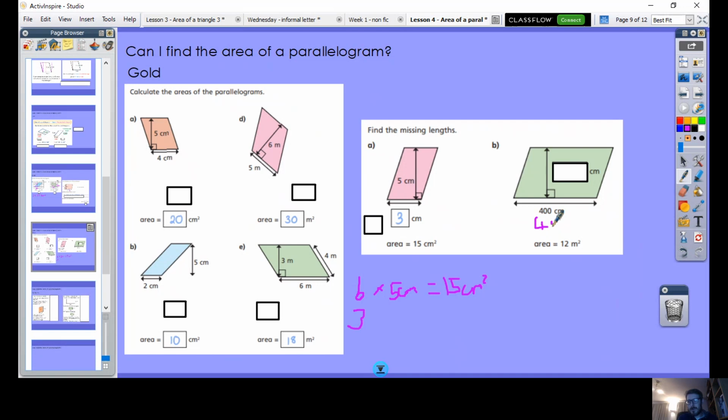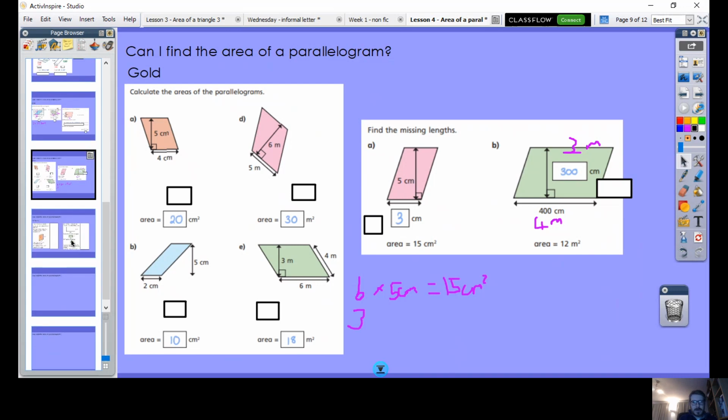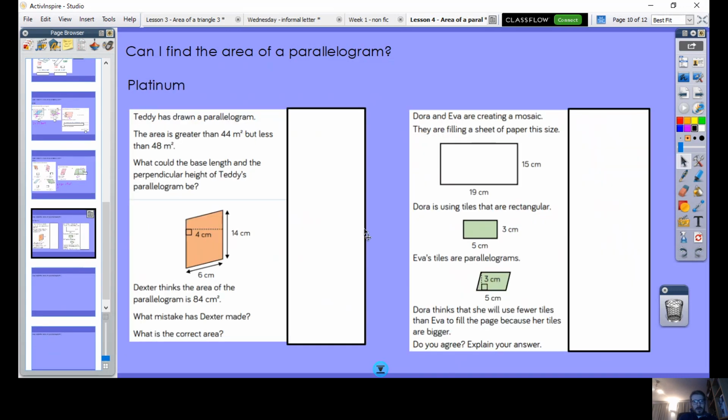So we know that's going to be 4 meters multiplied by how many meters makes 12 meters. 4 times 3 equals 12. So we're going to say that that is 3 meters or 300 centimeters we could fit into there. Final questions, platinum this time, so pause the video again and have a go.